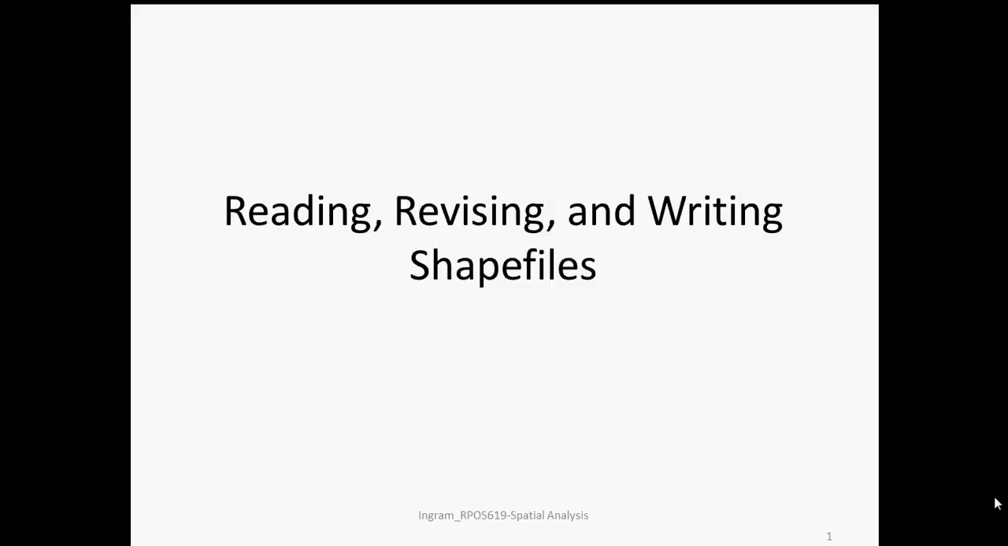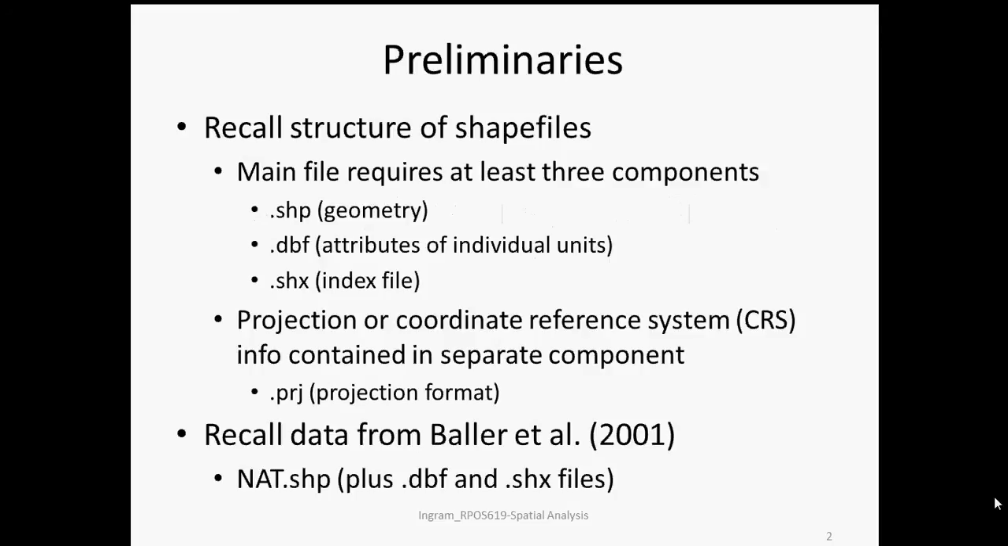So let's move forward here. Some preliminaries first. Recall the basic structure of a shapefile. A shapefile is more than one file. You need at least three files: the SHP extension, the DBF extension, and the SHX extension. We've talked about these in class. I'd refer you back to the Esri technical paper. The SHP file contains the geometric attributes, right? Are these points, lines, polygons? The DBF file contains the attributes of each of your geometries, right?